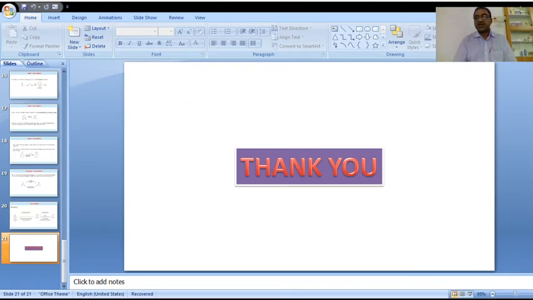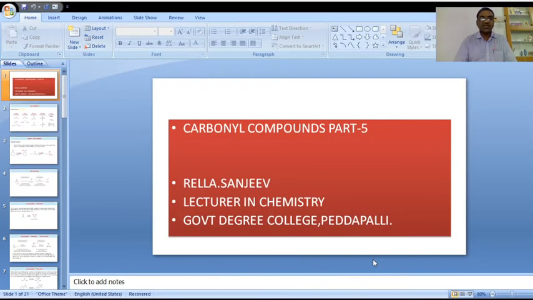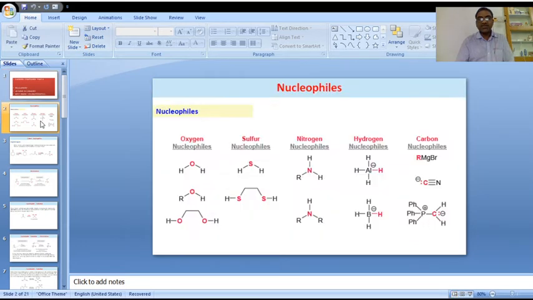This part is completed. Now we'll go to another part of these carbonyl compounds. This is carbonyl compounds part 5. We just divided it for convenience. Okay, we'll discuss the next part, part 5.